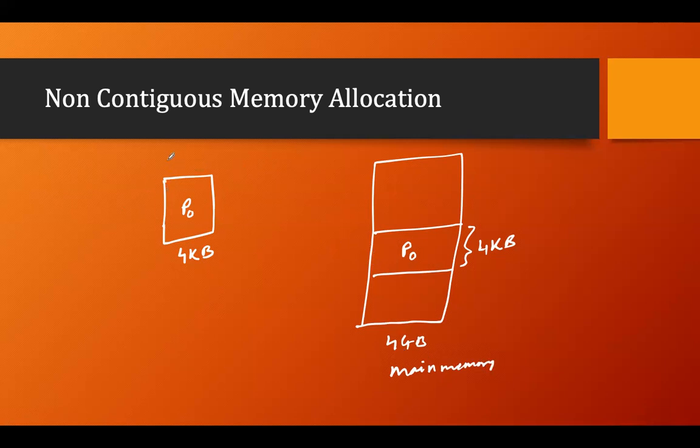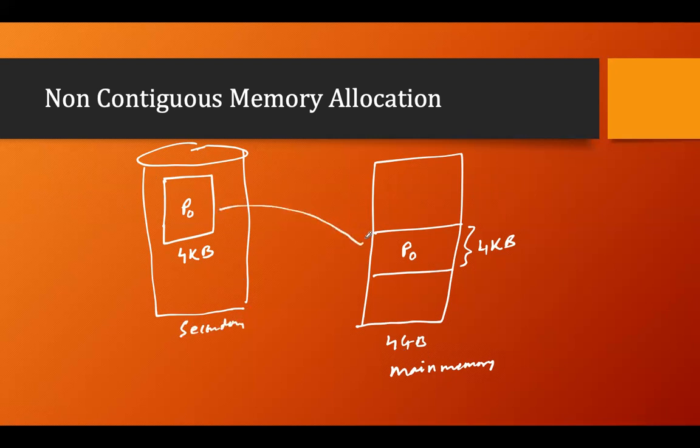And definitely this particular process will be there in the secondary memory. So it is residing somewhere in the secondary memory, and from the secondary memory, this process will be given to the main memory, and from the main memory, the CPU will take this particular process by requesting it.